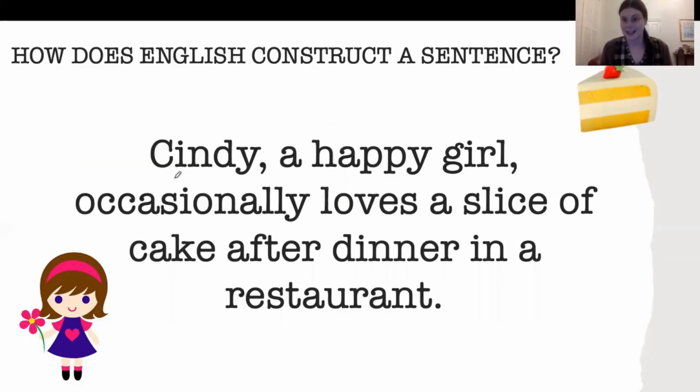Now, as an English speaker, you probably know that most English sentences aren't as basic as just subject, verb, object. That's where all of the other parts of speech that we looked at before, like prepositions and articles and adjectives and adverbs, come in to create more complex sentences. Like, Cindy, a happy girl, occasionally loves a slice of cake after dinner in a restaurant. That's a perfectly valid English sentence. However, if we have a look at it, really, it's just the same.